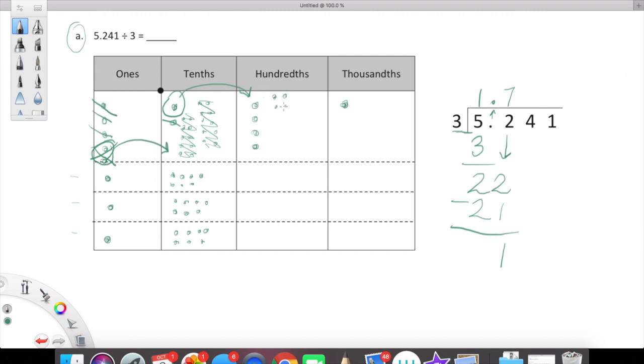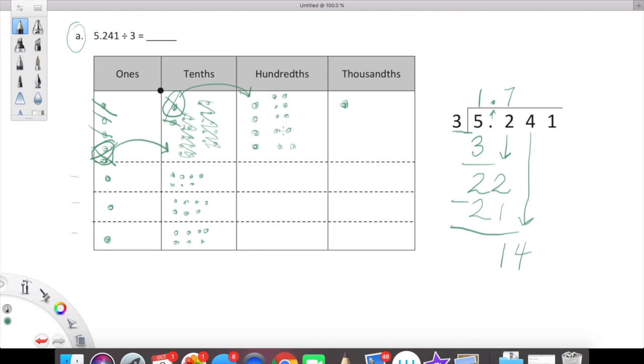We are going to cash in our 1 tenth for 10 hundredths. It is no longer a tenth. It is now 10 hundredths. Let's not forget to bring our 4 down. So now what we're looking at in our standard algorithm is that we have 14 hundredths. Same here, we have 14 hundredths.